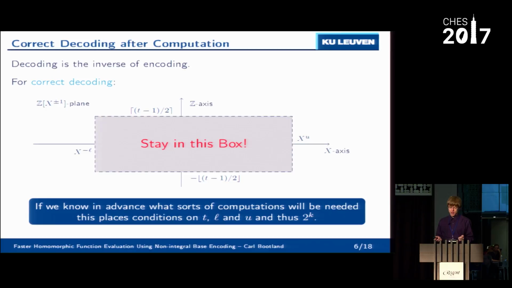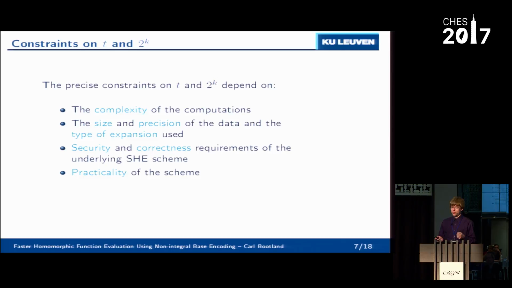And more precisely, what do T and 2 to the K depend on? Well, firstly, the complexity of the computations we want to perform. The more computations we want to perform, the larger the value of T and 2 to the K we need. Another condition is the size and precision of the data, as well as the encoding technique we use. Really, what this means is the amount of information in your data. If we have more information, then we need more coefficients, and essentially we need larger parameters. Again, if we allow large coefficients in our expansions, then we need a larger value of T.